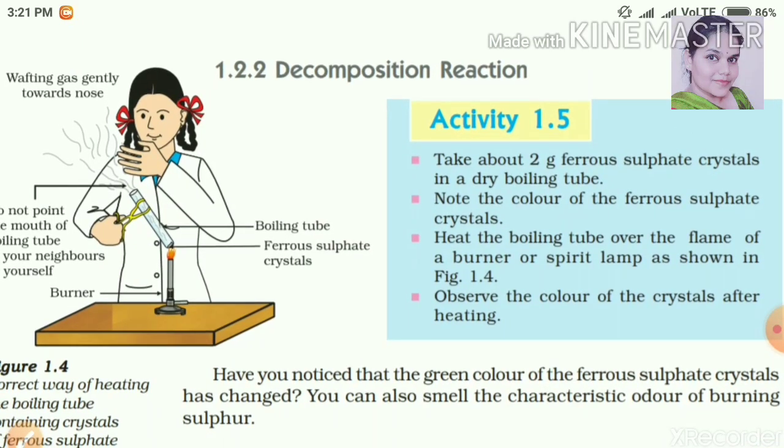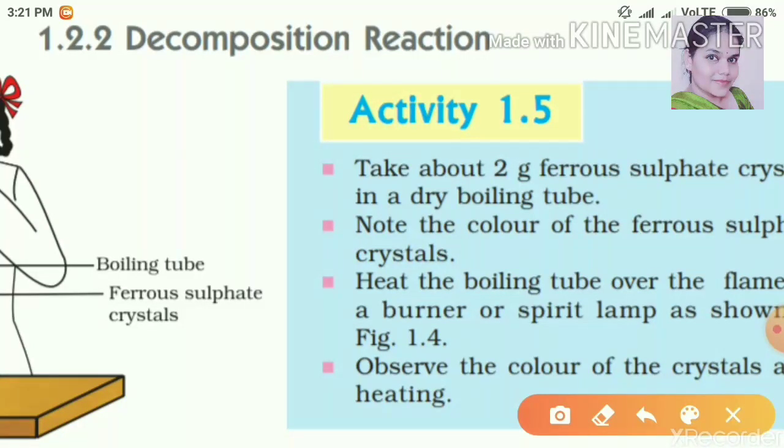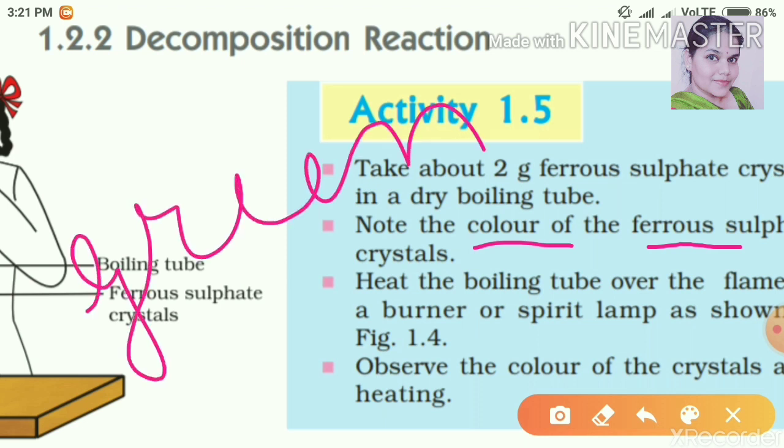Once again I repeat, crystals means they have water of crystallization. For example, ferrous sulfate has 7 water molecules attached to it. It is also called green vitriol. Why? Because the color of ferrous sulfate crystals is green. Now come to the second point, that is, note the color of ferrous sulfate crystals. So the color is green.